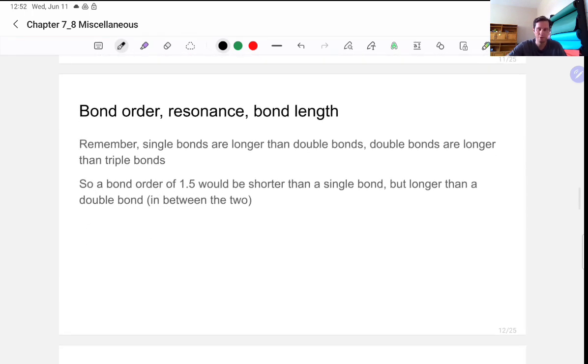Okay, so bond order, resonance, and bond length. Remember, single bonds are longer than double bonds, and double bonds are longer than triple bonds. So a bond order of 1.5 would be shorter.